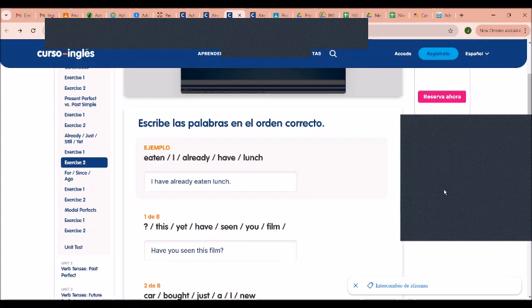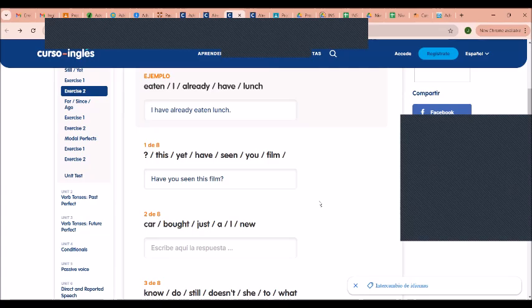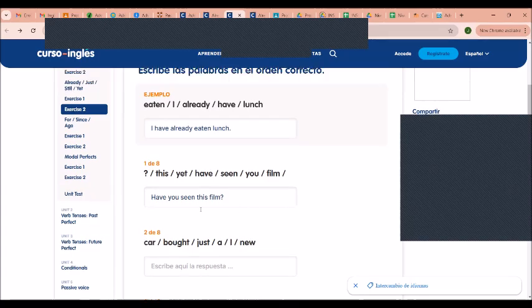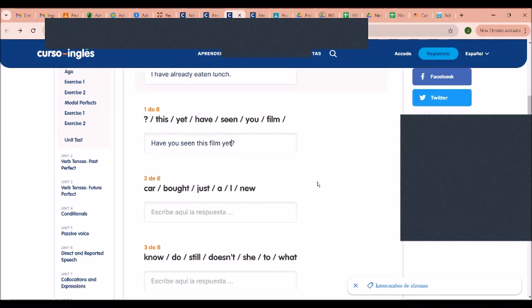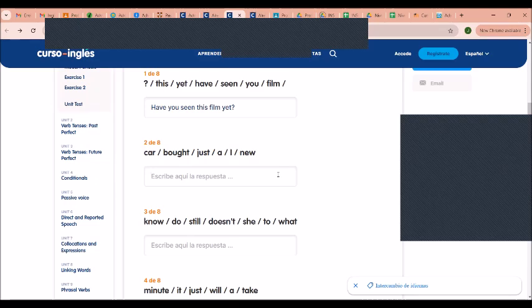Number 2. Teacher, but it doesn't... Have you seen this film? And I forgot my yet. Yes. All right, number 2. I just bought a new car. Good. Number 3.